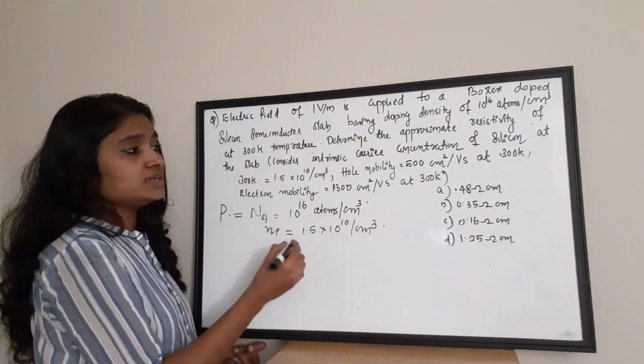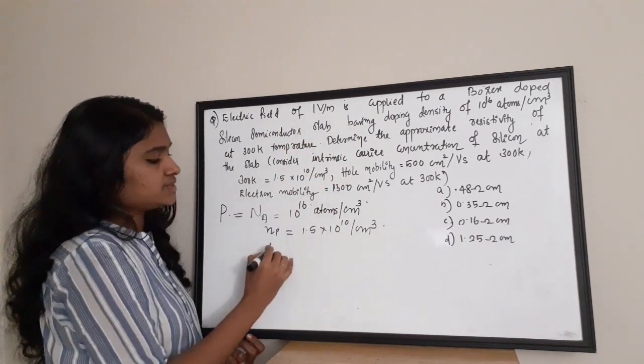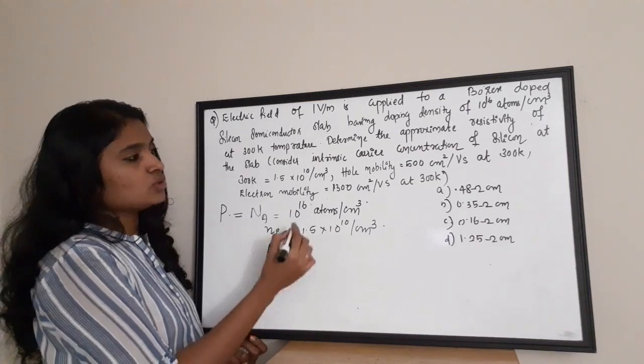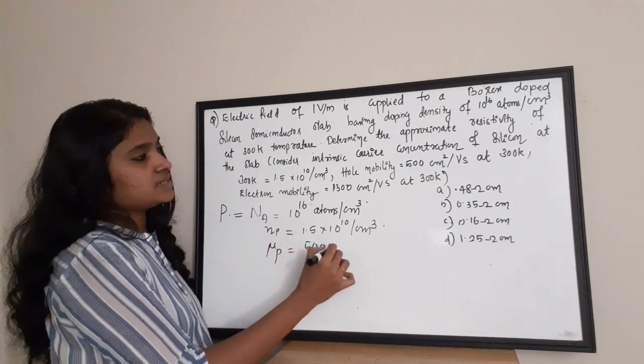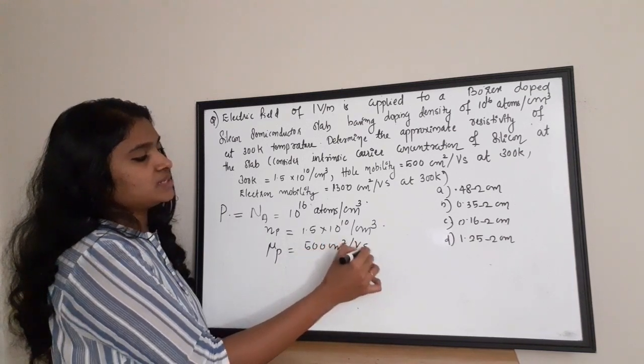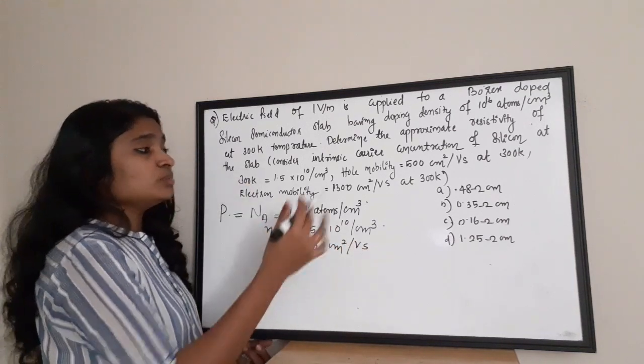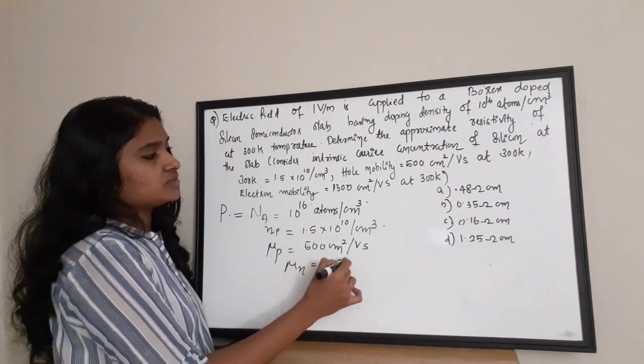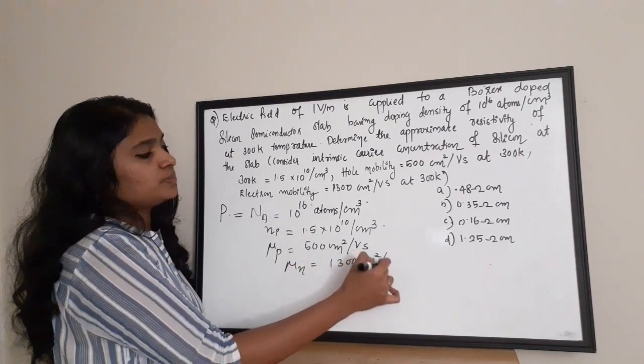Hole mobility is 500. So, what is the letter denoting hole mobility? It is mu P for holes, 500 centimeter square per volt second. Now, electron mobility is mu N. It is 1300 centimeter square per volt second.